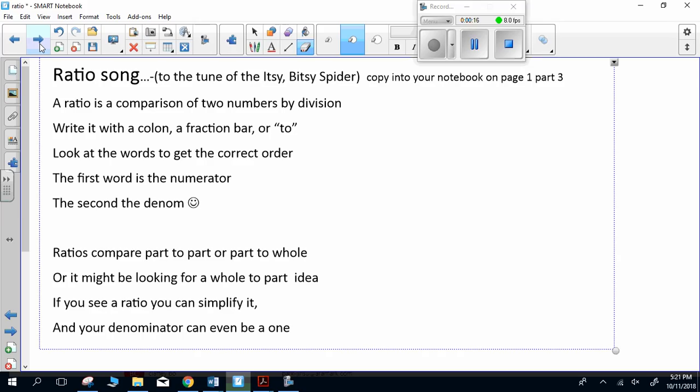So it goes like this. A ratio is a comparison of two numbers by division. Write it with a colon, a fraction bar, or 2. Look at the words to get the correct order. The first word is the numerator, the second the denom. Ratios compare part to part or part to whole, or it might be looking for a whole to part idea. If you see a ratio, you can simplify it, and your denominator can even be a 1.